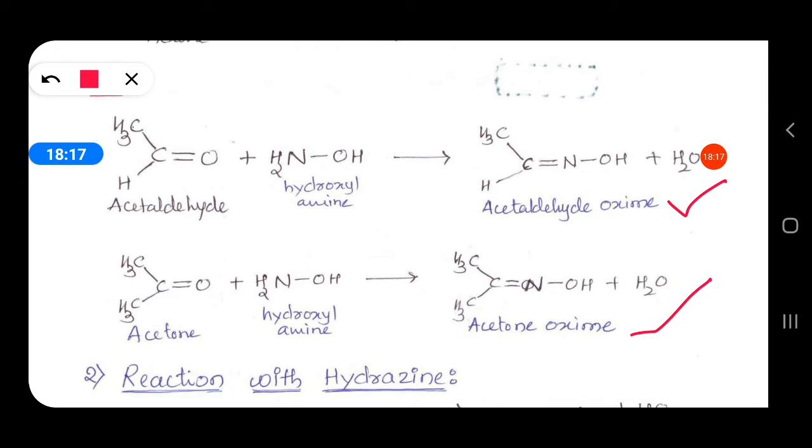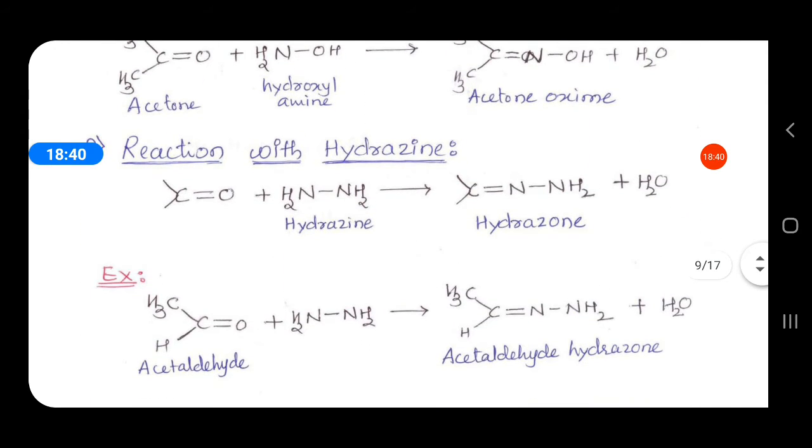So to test the presence of an aldehyde or ketone group, that is, the presence of a carbonyl group in the compounds, the compounds are treated with hydroxylamine, and if oximes are obtained, then it is confirmed that a carbonyl group is present. Another example is hydrazine.